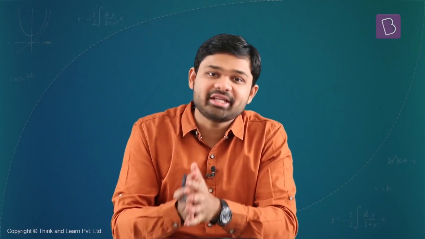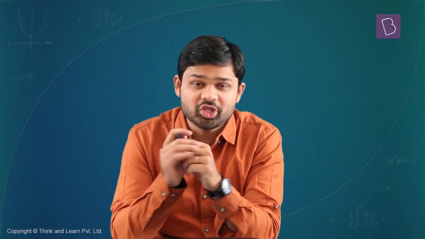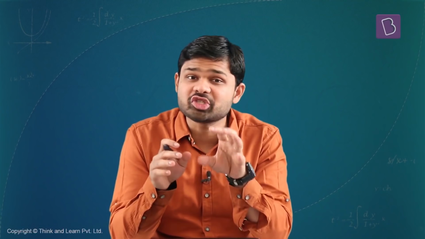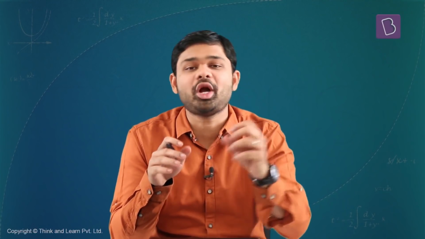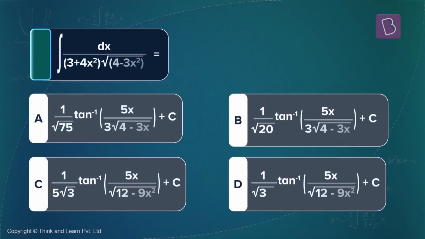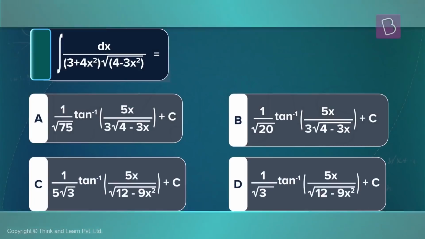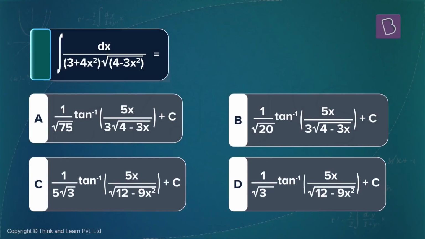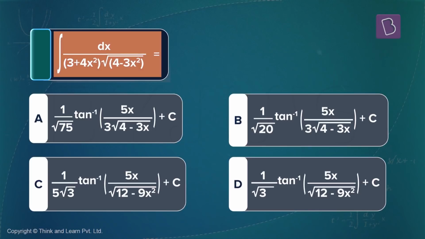Now let's look at yet another type of substitution question, but in this question it's not very obvious what the substitution has to be. So let's look at the question. In this question, we have to find out the integral of 1 divided by 3 plus 4x square times under root of 4 minus 3x square, dx.